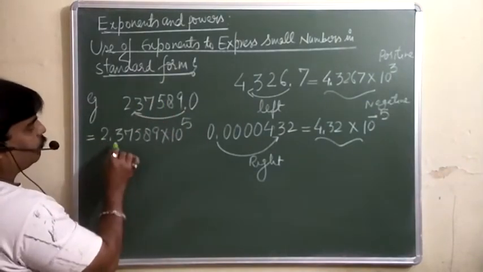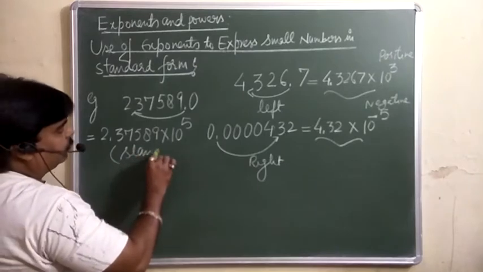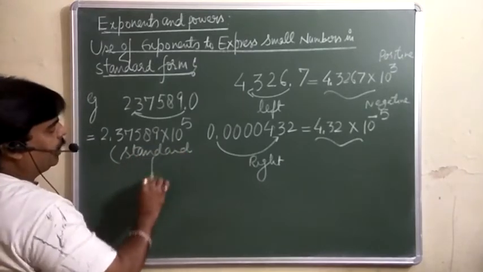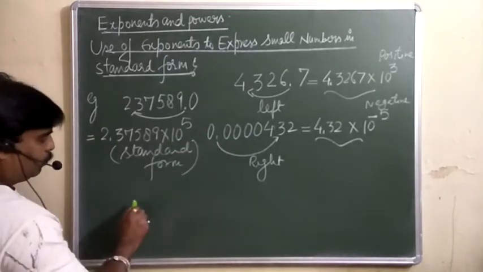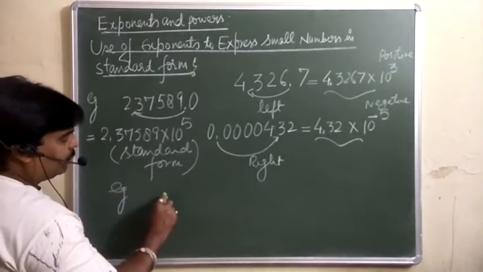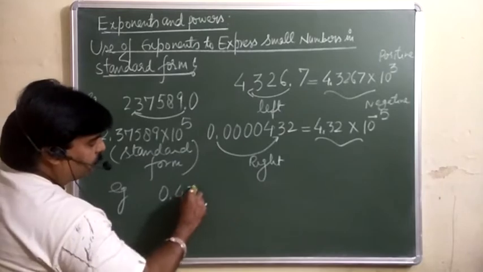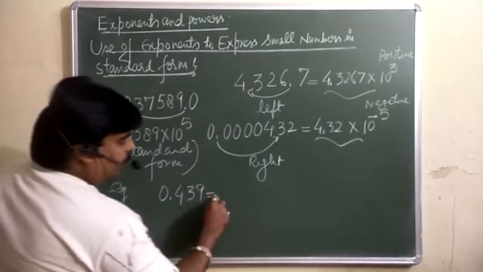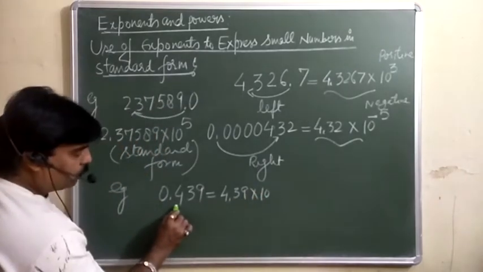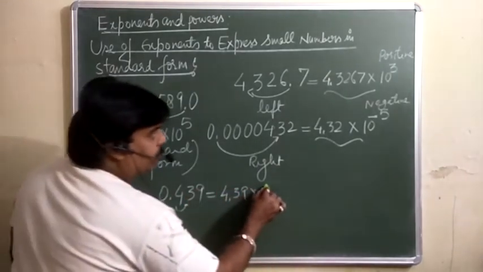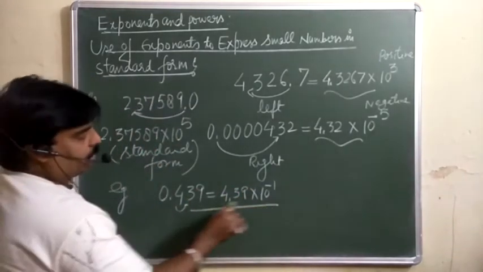This is your standard form. So अगर if any number is given there only, you can write down in the standard form. Suppose one more example. This is given 0.439. Suppose. So this can be written as 4.39 into 10 raised to power. How many digits we are going to shift? Only one digit. So here will be the -1. So this is your standard form.